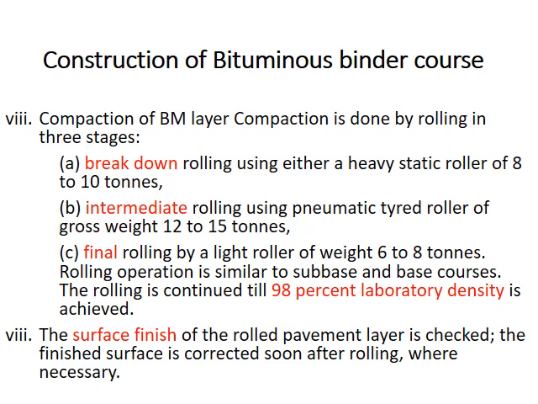Next stage is how the compaction is done, by three processes. That is breakdown rolling using a heavy static roller, then intermediate rolling using a pneumatic tired roller, then the final rolling using a light roller. And the rolling operation is similar to what we have seen in the sub-base and base courses, that is the 1/3 overlap of the rolling sections, and rolling starts from the edge closer to the shoulder to the center of the carriageway, and it must continue till 98% of the laboratory density is obtained. Then surface finish of the rolled pavement layer is checked and corrected.